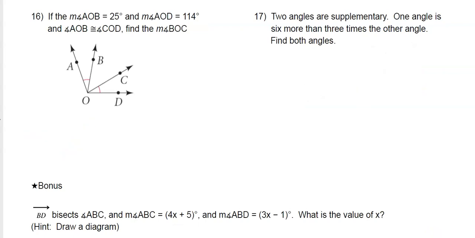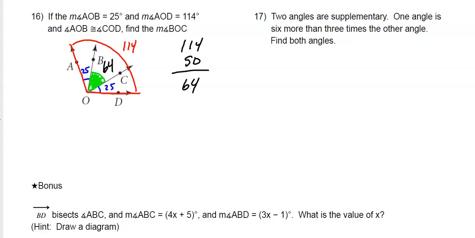Number 16 says, if the measure of AOB, that's this guy, is 25. Well, I see markings on here. That means they're equal. So you're 25. And then AOD, A to O to D is the big dog. All of that, all 3 pieces of pizza are 114. Find BOC. So we're trying to figure out what's this pizza slice right here in the middle. So right now I got 25 and 25 is 50. It all adds up to 114. So it looks like 64 degrees is the answer to that one.